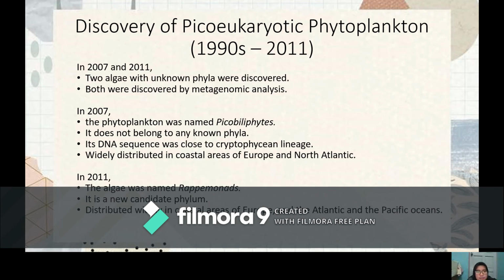So the next one is the discovery of pico-eukaryotic phytoplankton. In 2007 and 2011, two algae with unknown phyla were discovered. Both were discovered by metagenomic analysis. In 2007, the phytoplankton was named Picobiliphytes. It does not belong to any known phyla, but its DNA sequence was close to the Cryptophyte lineage. It is widely distributed in coastal areas of Europe and the North Atlantic. In 2011, the algae were named Rappemonads. It is a new candidate phylum. It is distributed widely in coastal areas of Europe and in the Atlantic and the Pacific Ocean.